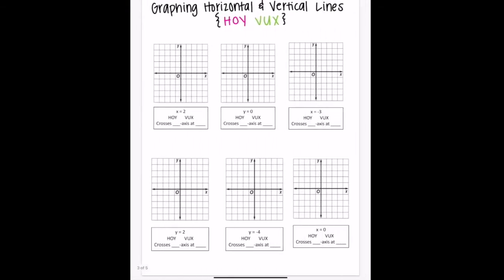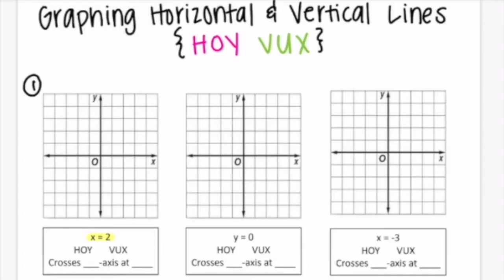So we'll call this example 1. We are going to graph x equals 2. Okay, so in order to graph x equals 2, well, what do we know about x equals 2? Well, we know that it has an x, so that should help us remember VUX.